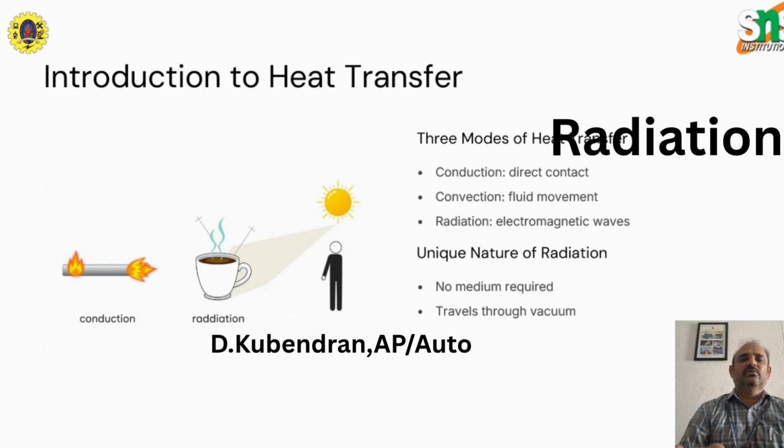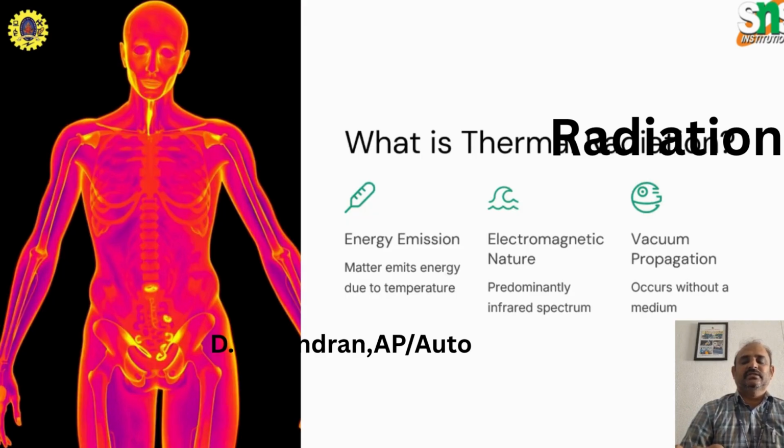The mechanism includes heat being emitted in the form of electromagnetic waves, primarily infrared. The higher the temperature, the higher the intensity and the shorter the wavelength of radiation. Radiation can be absorbed, reflected or transmitted by surfaces. The net radiation exchange depends on the temperature difference and emissivity. Radiation travels at the speed of light, which is very high.